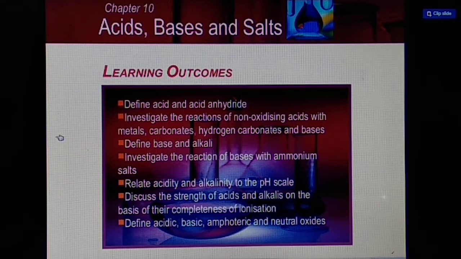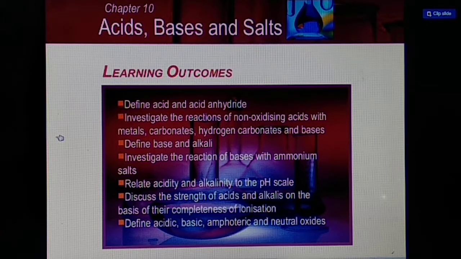In this chapter, the learning outcomes are: define acid and acid anhydride. Acid anhydride means the product which is obtained by the dehydration of two molecules of the acid. Investigate the reactions of non-oxidizing acids with metals, carbonates, hydrogen carbonates and bases. Define base and alkali. Investigate the reaction of bases with ammonium salt. Relate acidity and alkalinity to the pH scale.